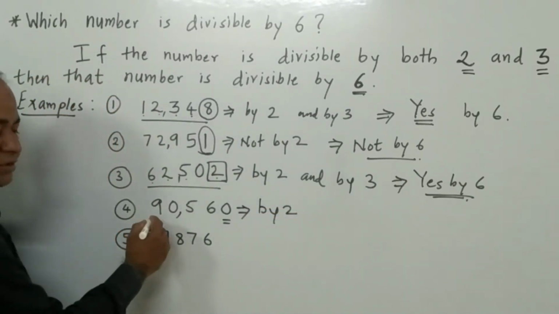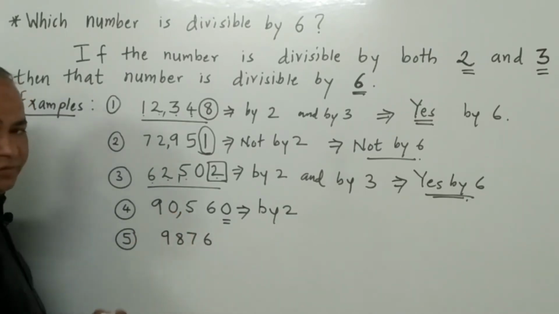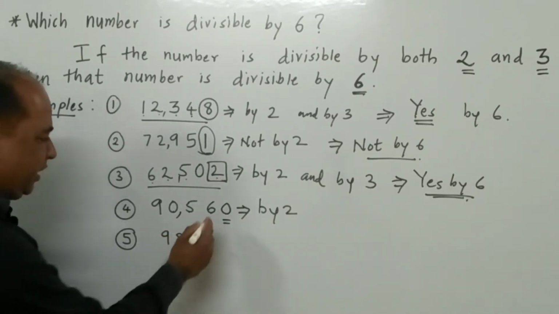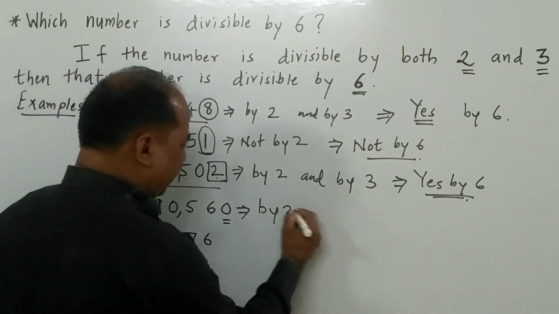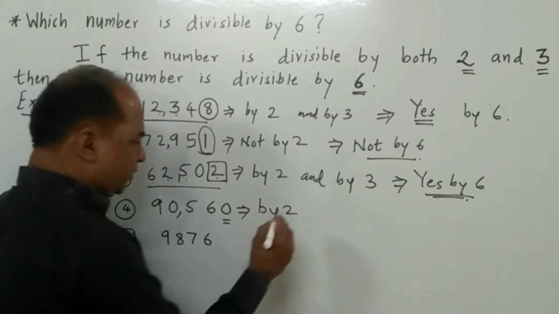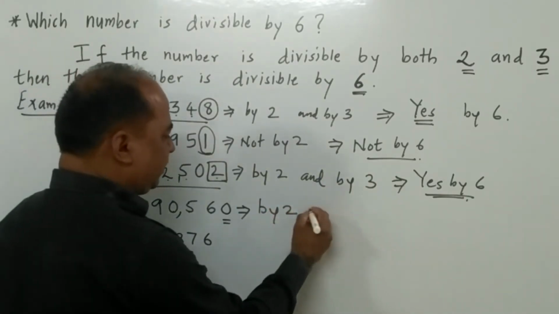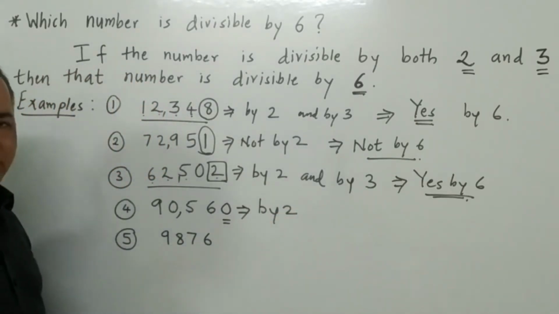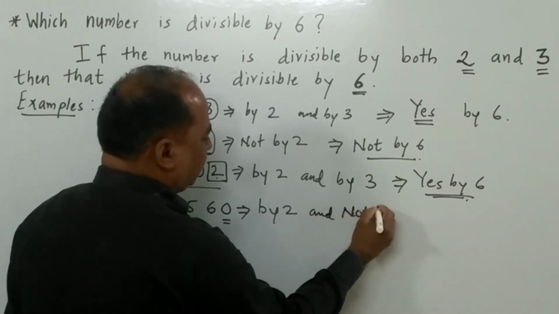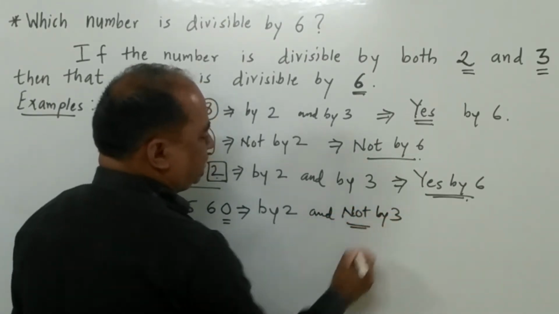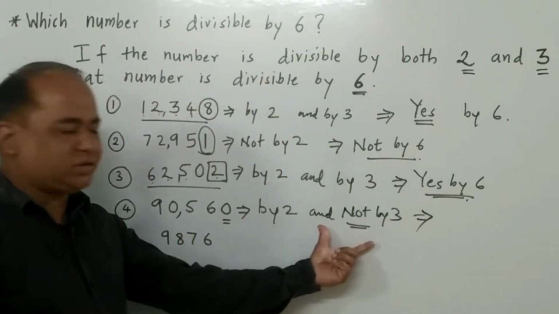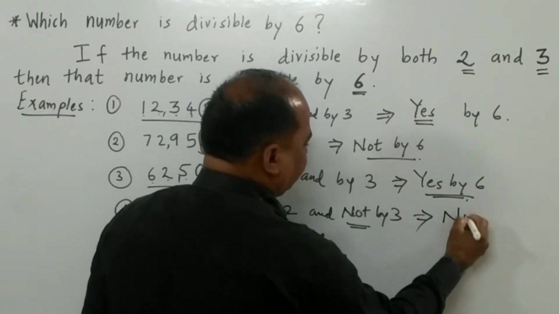Now, sum of the digits: 9 plus 5 is 14, plus 0 is 14, plus 6 is 20, 20 plus 0 is again 20. So 20 is not a multiple of 3, so the number is not divisible by 3. Hence, it should be divisible by both 2 as well as 3, but it is not.